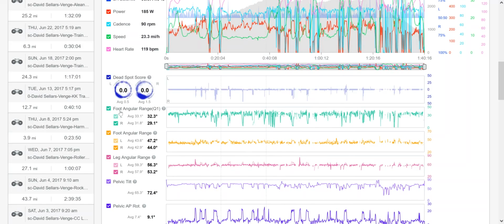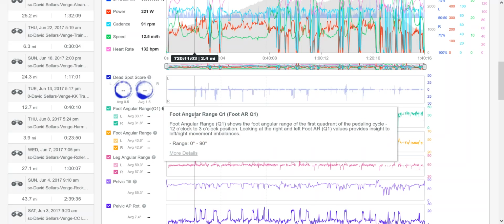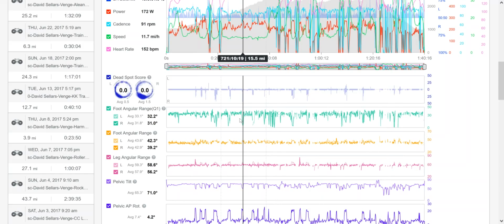The next is foot angular range. This is quadrant 1, and quadrant 1 is from 12 o'clock to 3 o'clock. So it just is looking at the range of motion. How much range does that foot move? How far does that foot move in an angular number? And from just that 12 to 3 o'clock. So you can see that here it's got 32 degrees of movement, 30 degrees of movement, 34 degrees of movement in his left and right foot just from 12 to 3 o'clock on the bike.